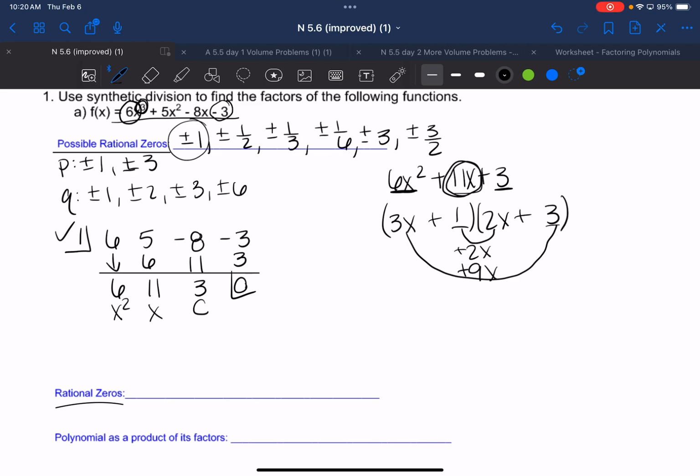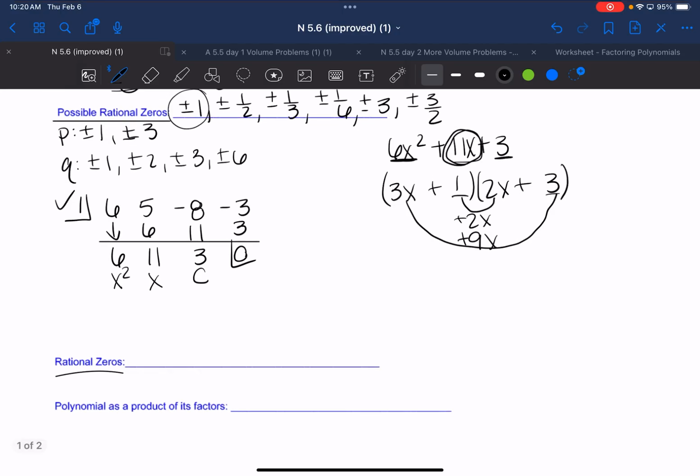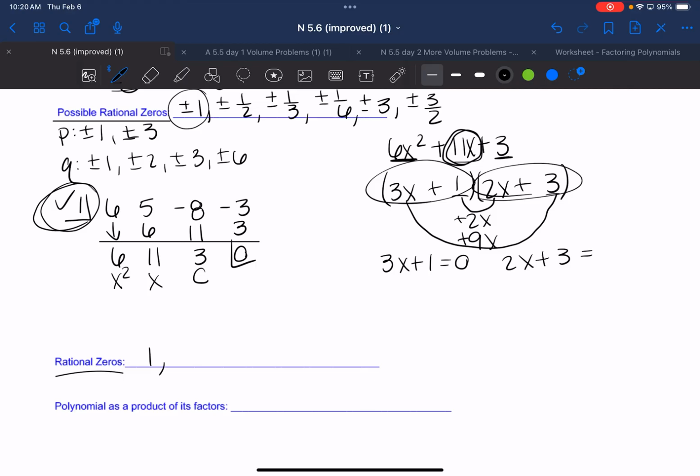Perfect. So we now have all the factors, right? Okay, so we have the one that we found right here, which was x minus 1. Now these two are still written as factors. So remember, to see what they really are, you take your factor and set it equal to 0, right? So what are we going to get when we solve those factors?